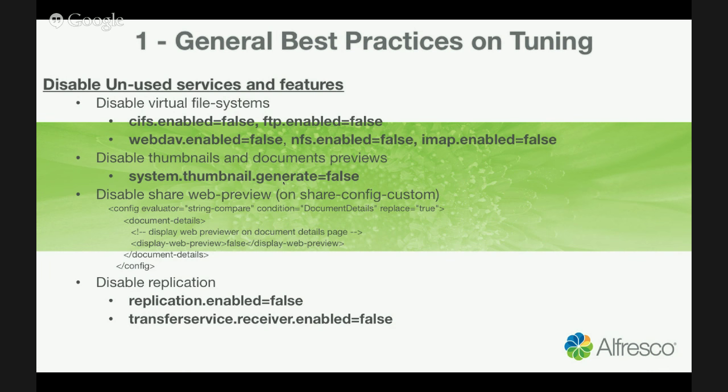So disabling the parts of the platform that you're not using can save very important resources and free those resources for other parts of the application. So if you're not using CIFS, you can disable FTP, WebDAV, NFS, IMAP. There are customers that don't use thumbnails, they just use Alfresco as a repository for documents, and they don't use Alfresco Share at all. But we've seen that most customers keep generating thumbnails and previews. So if you're not making use of thumbnails or previews, we can disable that.